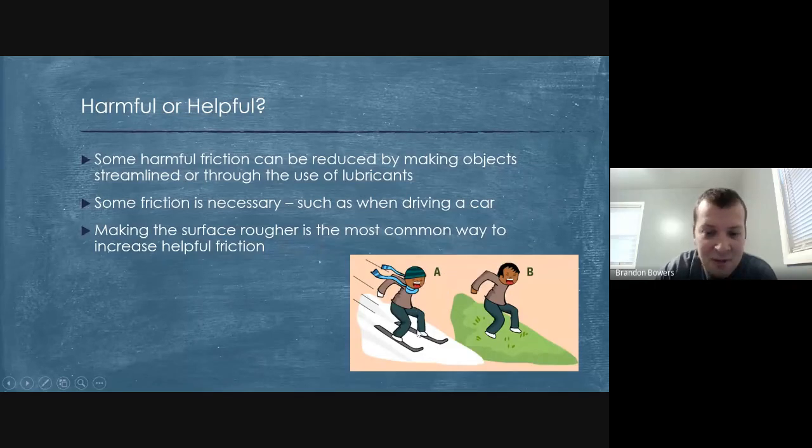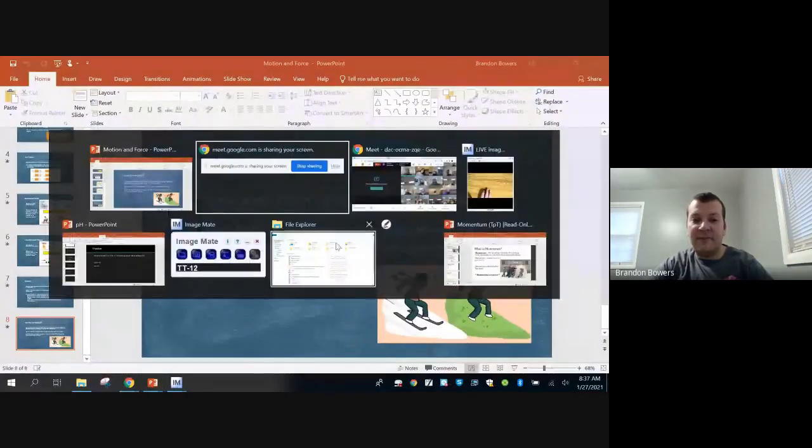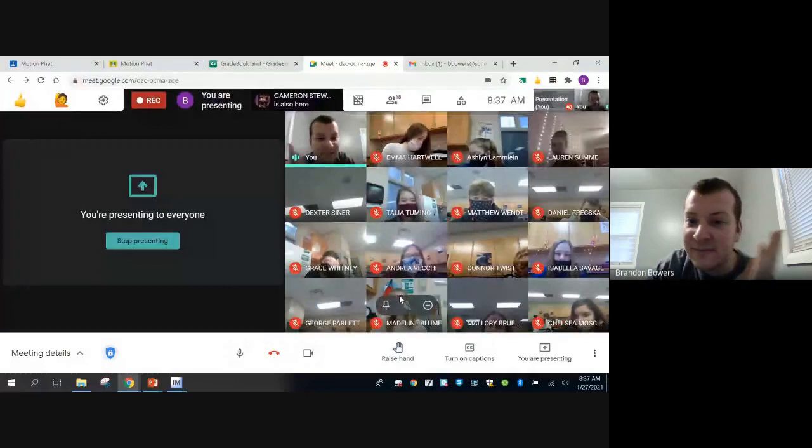Friction can be helpful. It can help you out, or less friction might be able to help you out as well. So that is a summary of forces. Okay, that's force.